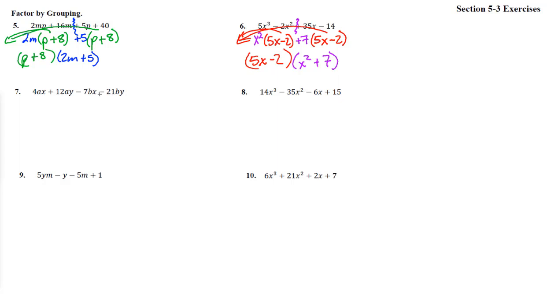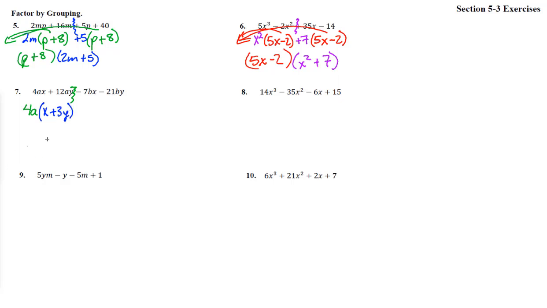All right, number 7. 4ax plus 12ay minus 7bx minus 27by. Let's cut this guy in half. And what can we pull out of the first half? Let me see, out of the 4 and the 12, a 4. And then a, x or y, nope. So then we have 4a, and we're left with x plus 3y.